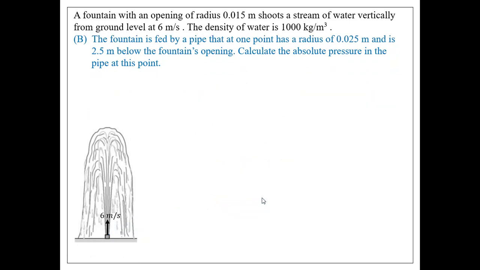That's pretty easy. Part B. Part B says that the fountain is fed by a pipe that at one point has a radius of 0.25 meters, and it is located 2.5 meters below the fountain's opening. Well, to help you visualize, here is the part of the pipe that is beneath. You'll notice I drew this part of the pipe wider because the radius here is larger. It says the radius of this part of the pipe is 0.025 meters, which is larger than 0.015.